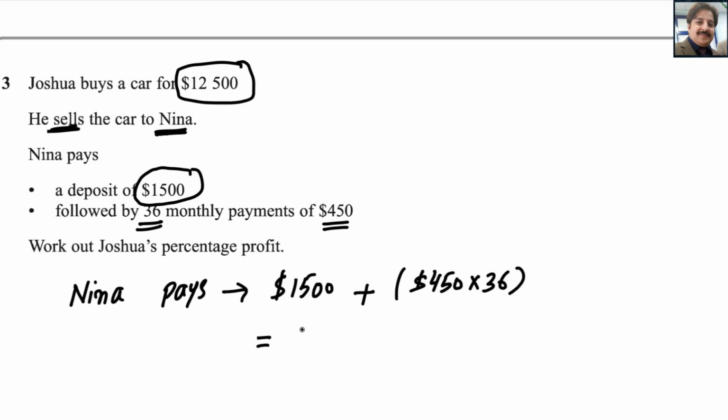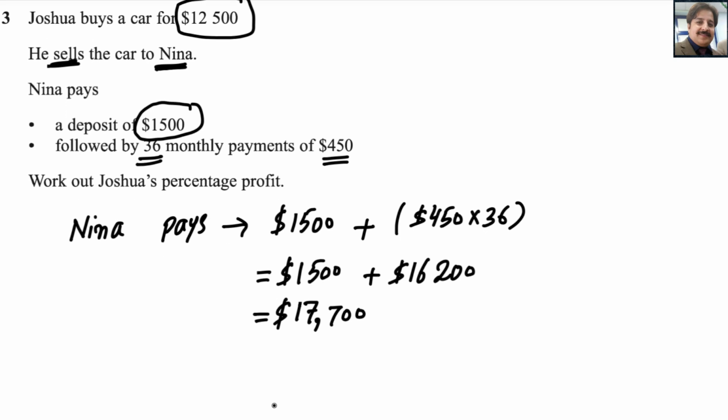Here $1,500, and you can get the answer for this. 450 multiplied by 36 equals $16,200. Add these two amounts. Answer will be $17,700.